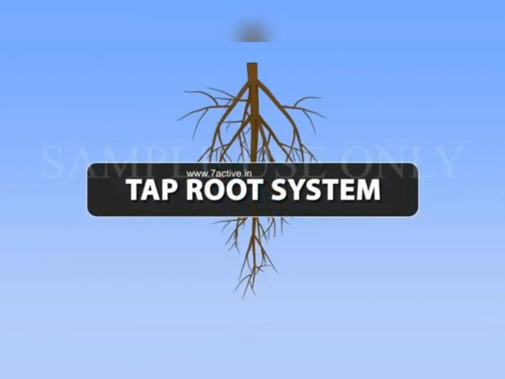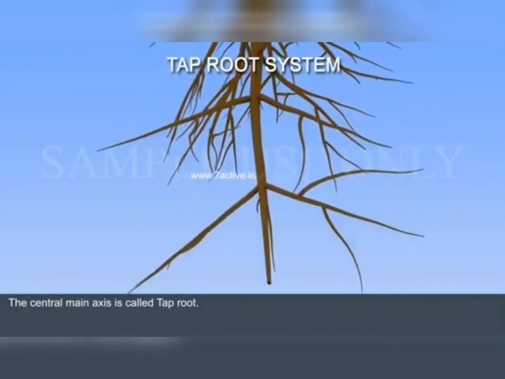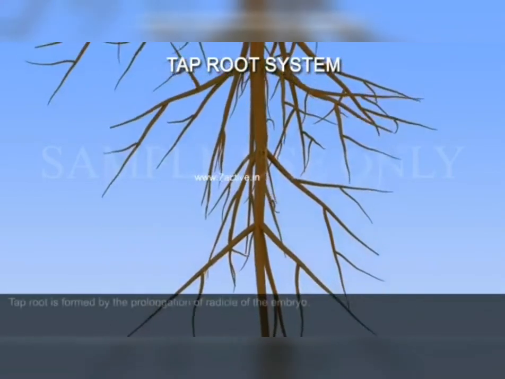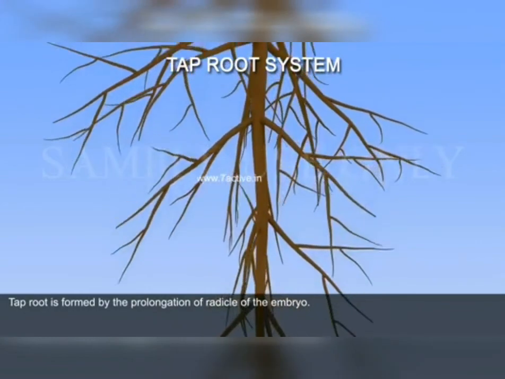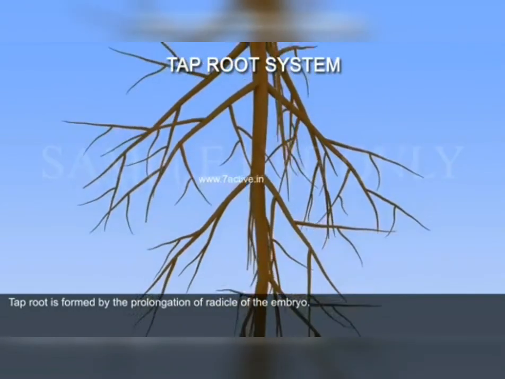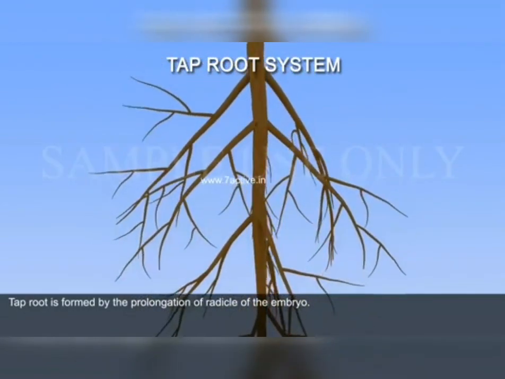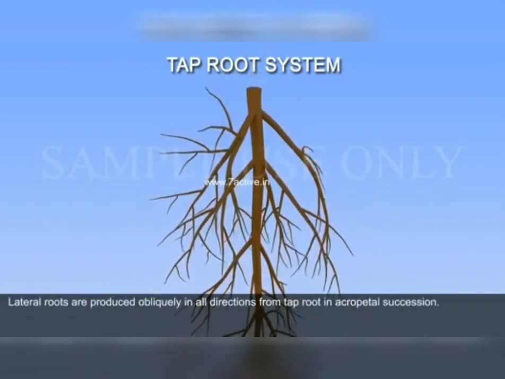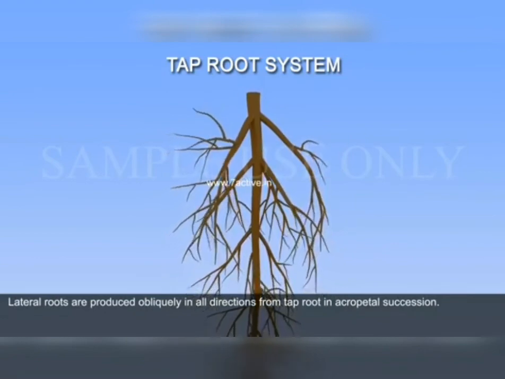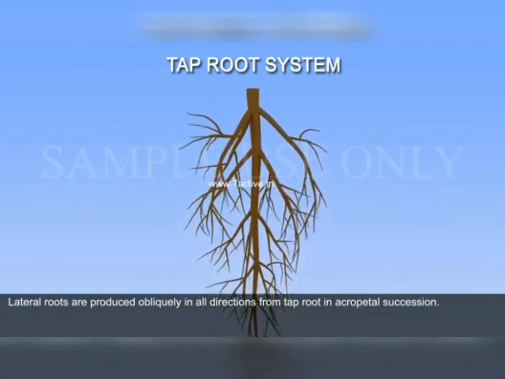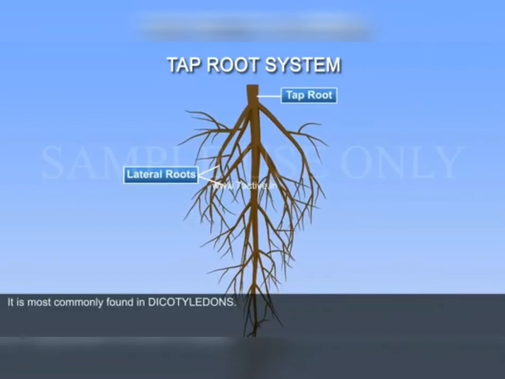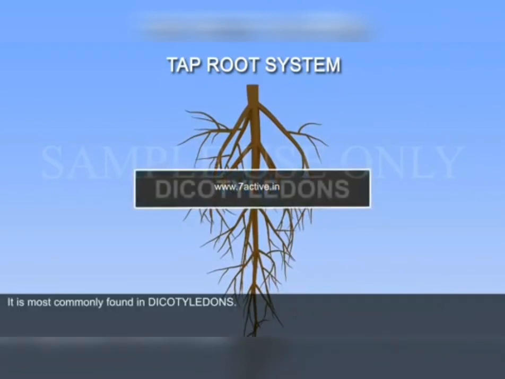Taproot system. The central main axis is called taproot. Taproot is formed by the prolongation of radicle of the embryo. Lateral roots are produced obliquely in all directions from taproot in an acropetal succession. It is most commonly found in dicotyledons.